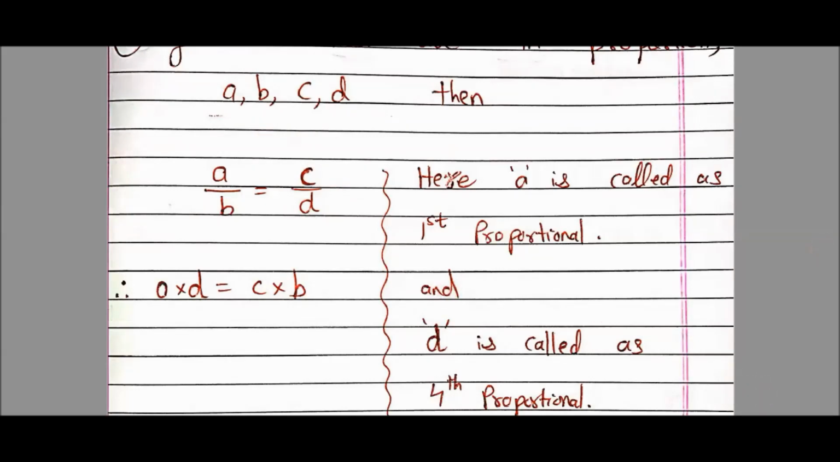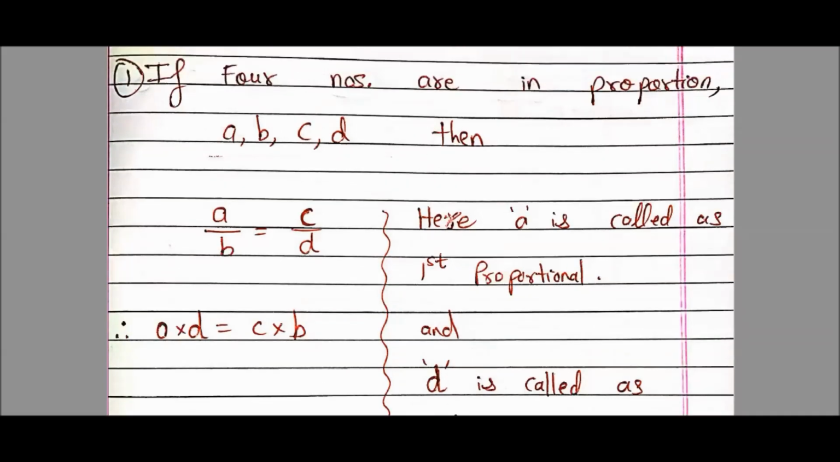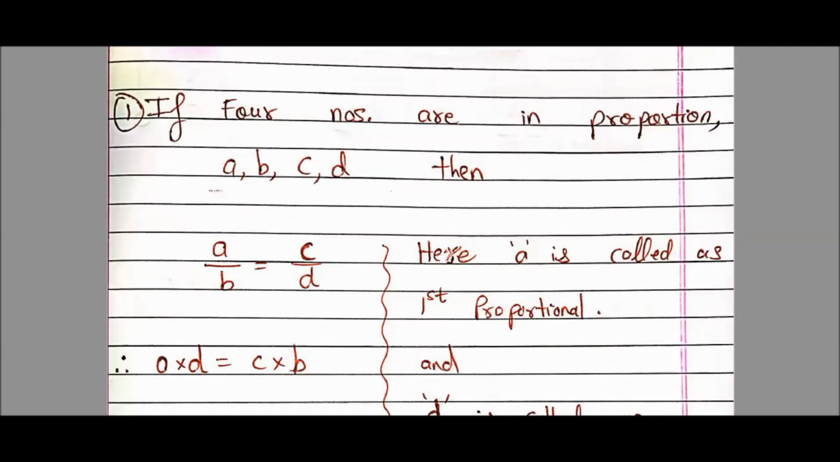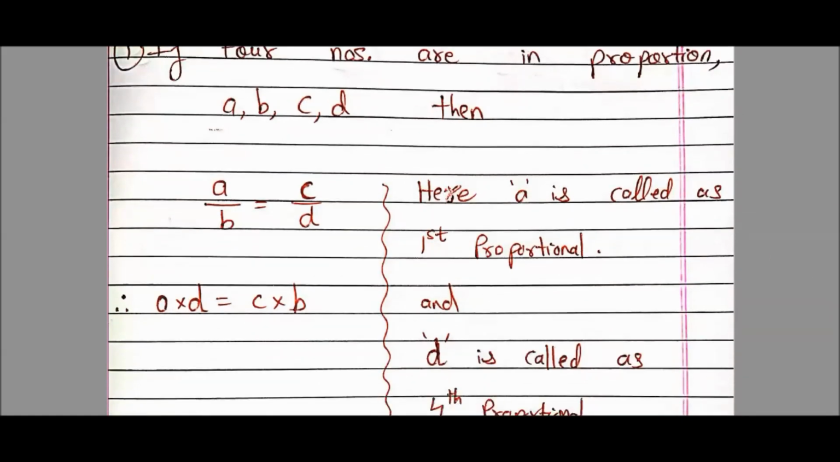Another thing I want to highlight, please consider once again the line: if 4 numbers are in proportion, they have not mentioned any extra condition. They have just used the word proportion. Now in the next case, we'll have an add-on, an extra condition to this. But first of all, if only the word proportion is used, then A upon B is equal to C upon D. Great. Moving on to the next thing.